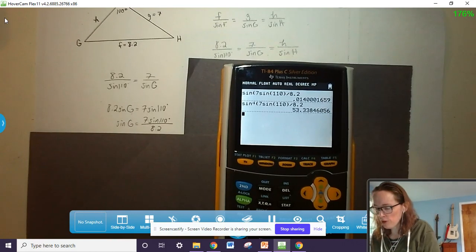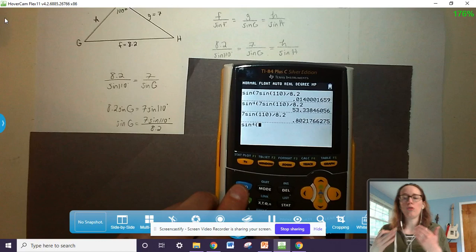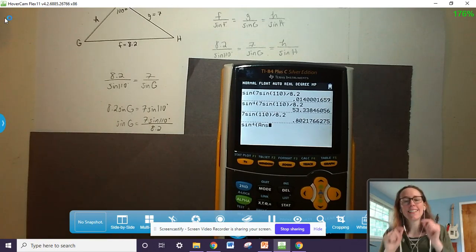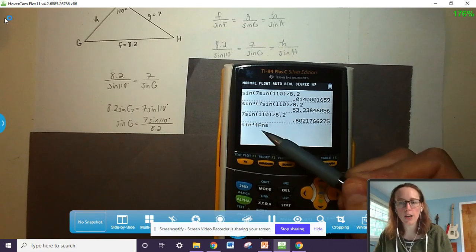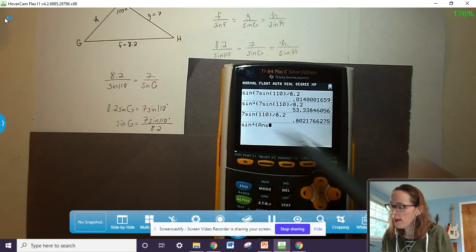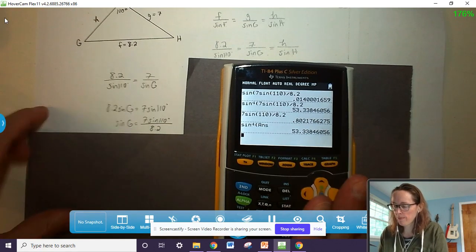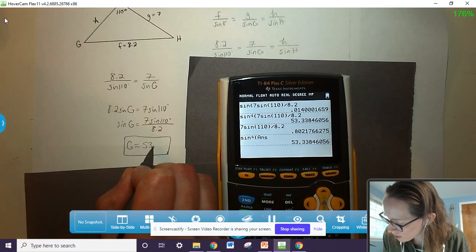I tend not to do that. What I prefer to do is put this fraction in, careful with the parentheses after the 110. And then I do sine inverse of the answer. That's my personal preference because it's less to put in the calculator at once. And again, to get that previous answer, it's second negative. Second negative will bring up that previous answer. And we get 53.34 for angle G. Don't forget to put degrees on there.